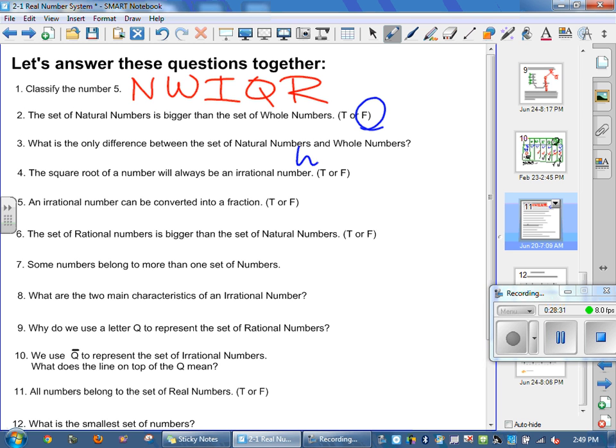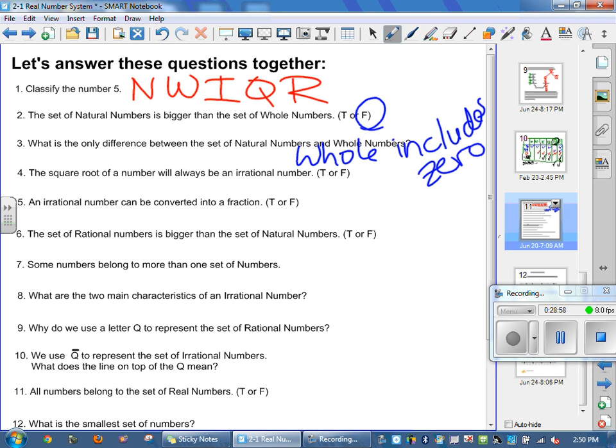Number 4, the square root of a number is always going to be an irrational number. False. How come? There are perfect squares, aren't there? Root 4 is 2. Root 16 is 4. Root of 100 is 10. So there are perfect squares, so their answers are not always run-on decimals. So that is false, because the question here is saying it'll always be.